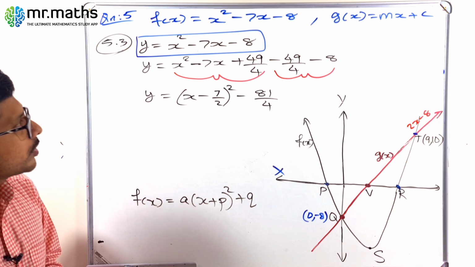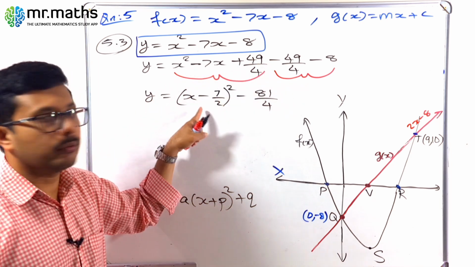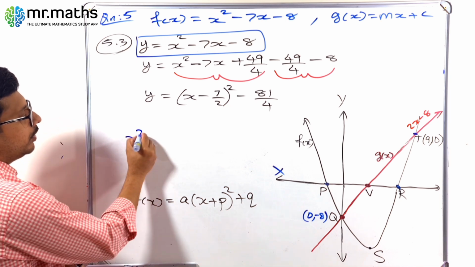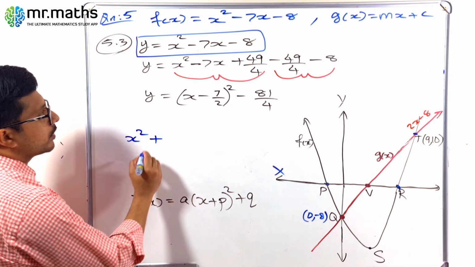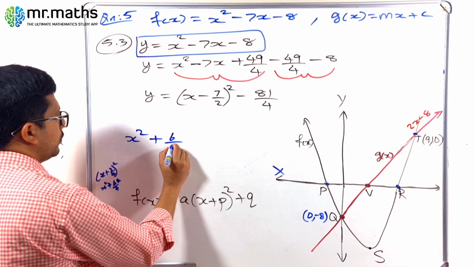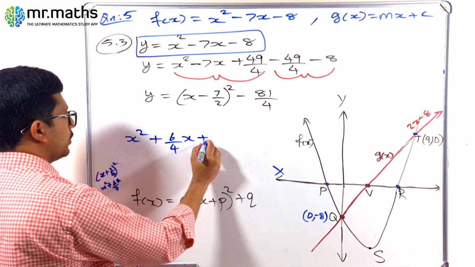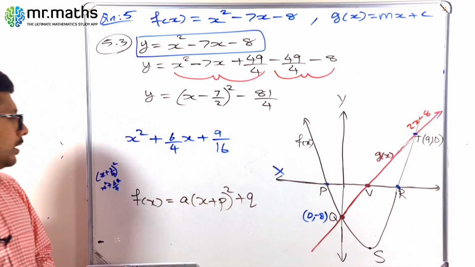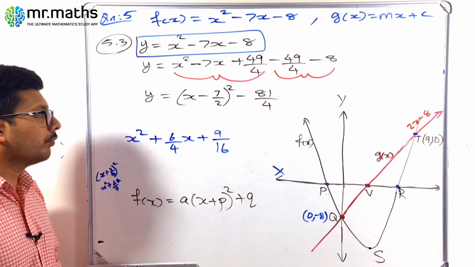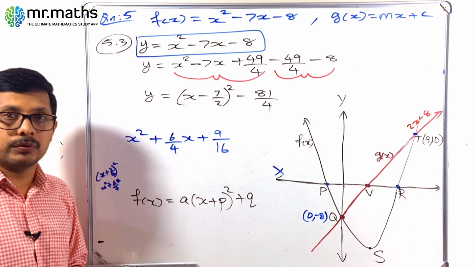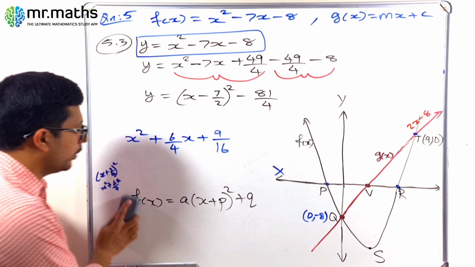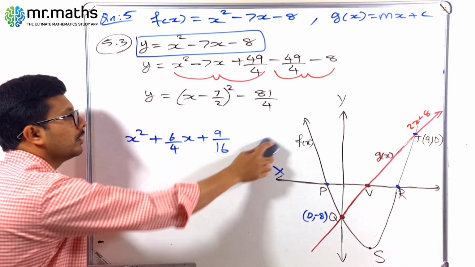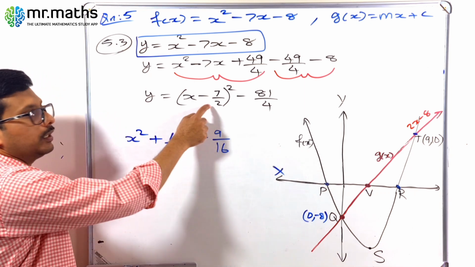Now maybe some of you have a doubt about this one. How can you write this? Try to understand the method like this. For example, x squared plus 6 over 4 x plus 9 over 16. You know that 6 over 4 is 3 over 2. I didn't simplify that one. Anyway, x squared plus 6 over 4 x plus 9 over 16. So how can you write this one like this?